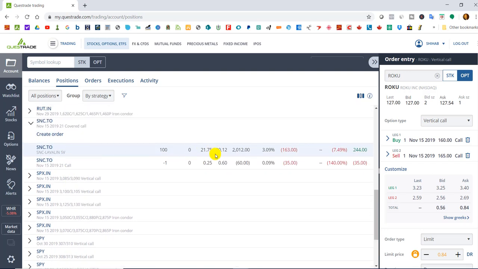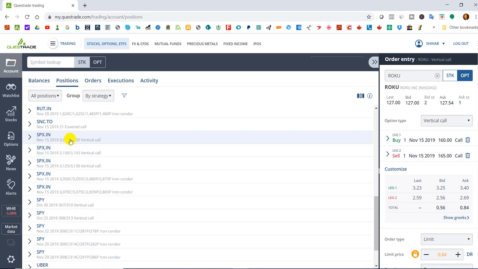SNC jumped today. It was trading yesterday below 18. Now it's trading at $20. Remember, I sold a call option on Monday at a strike of 21, collected $25, but now you can see it's worth $60. So if I had just waited, I would have collected much more. But of course, I had no way of knowing that it was going to jump to $20.